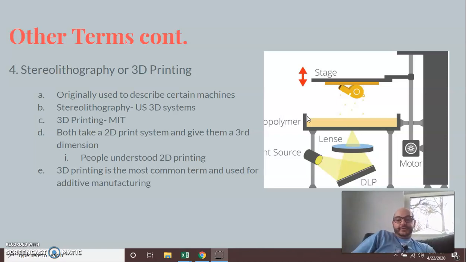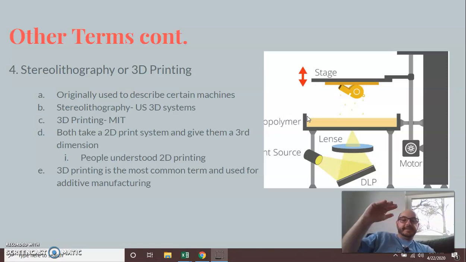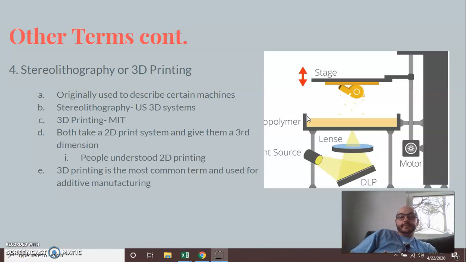Both terms have really taken hold, okay? Because they both use the 2D print system, whether it's lithography or printing, that people understand, and then gave them a third dimension. They took basic practices that everybody already understood and just added a Z. That's part of the reason why people like these. 3D printing is the most common term, and will be used for additive manufacturing the majority of the time. Like I said, I use other ones. Stereolithography, like I said earlier, created the STL file type.